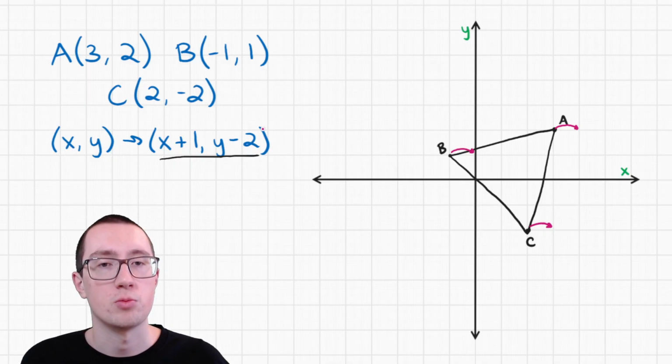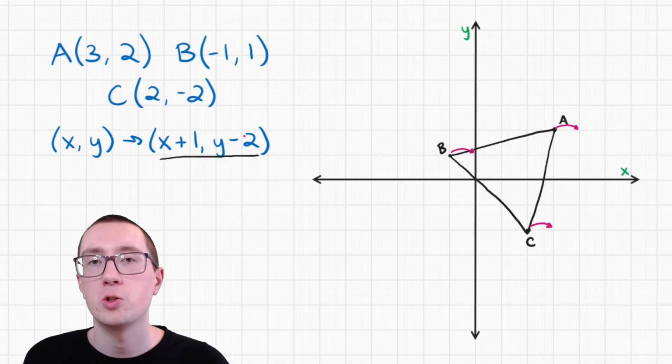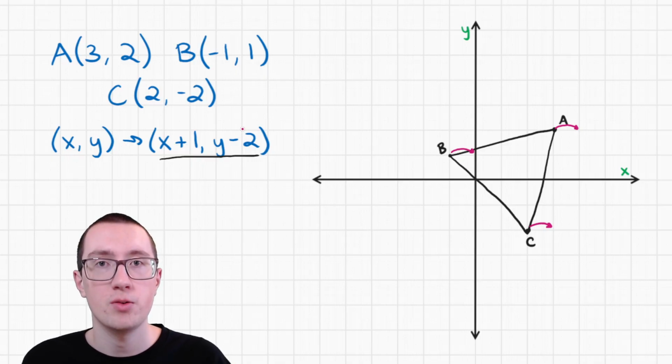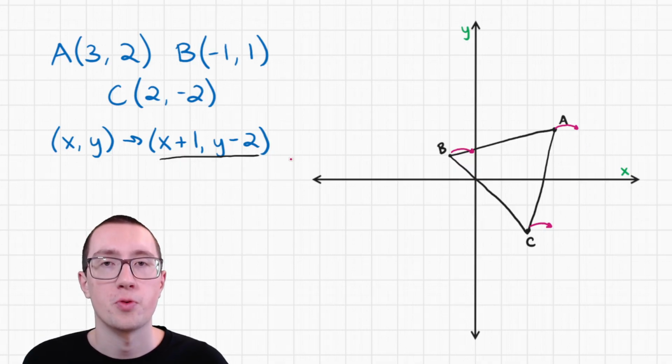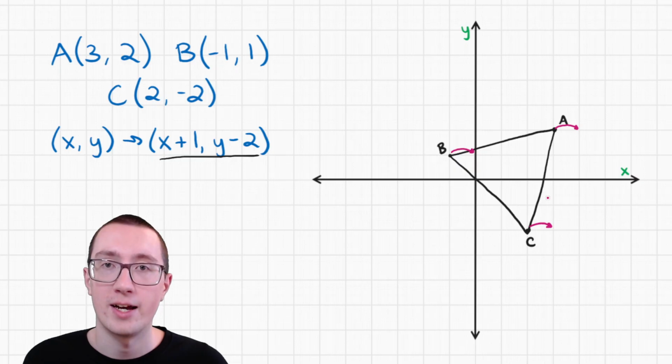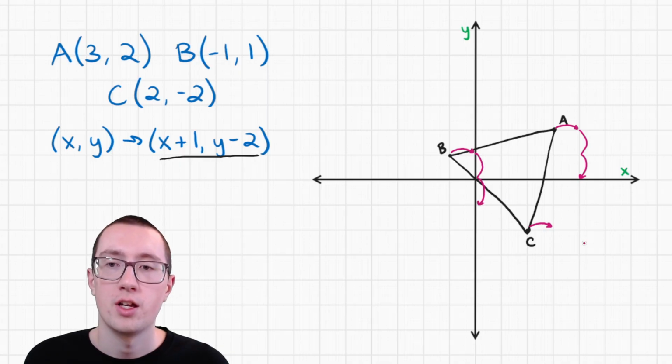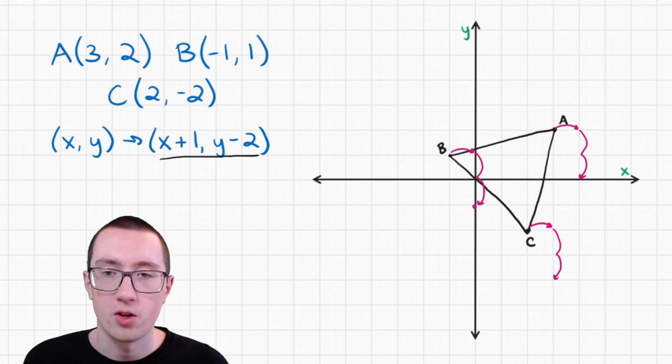So y is being subtracted by 2. We're subtracting 2 from y, y is up and down, and as y goes down, the points go down. So by subtracting 2 from y, we are moving all of the points down 2 squares. So point A is going to move down 2, point B is going to move down 2, and point C is going to move down 2. So I'm going to plot new points in all of these new locations.